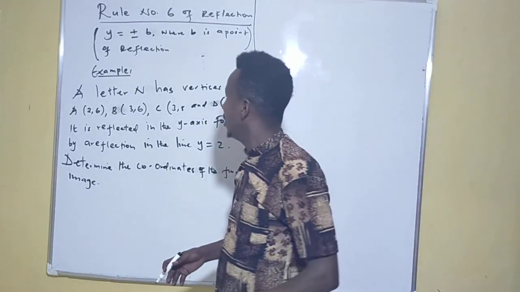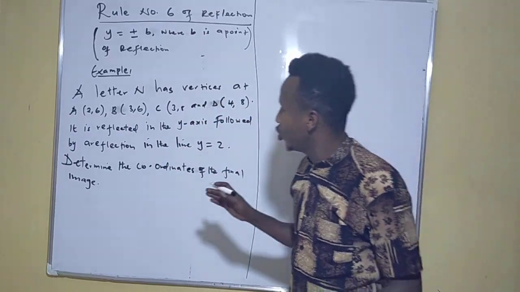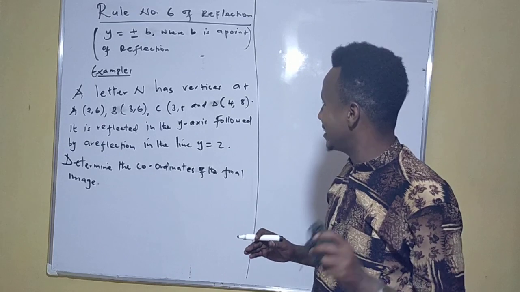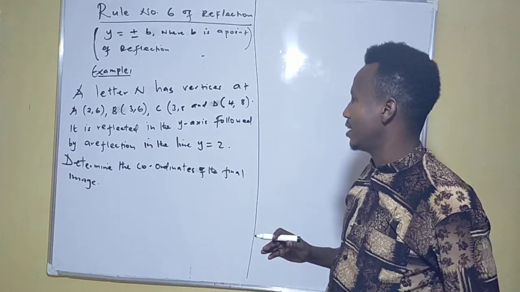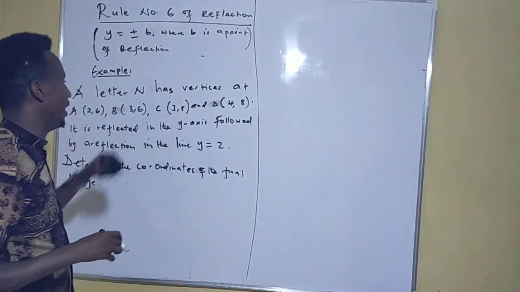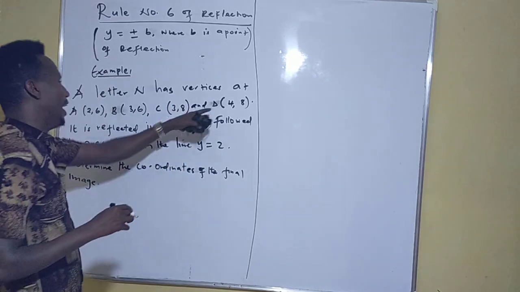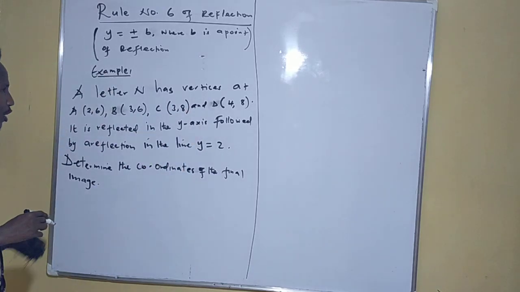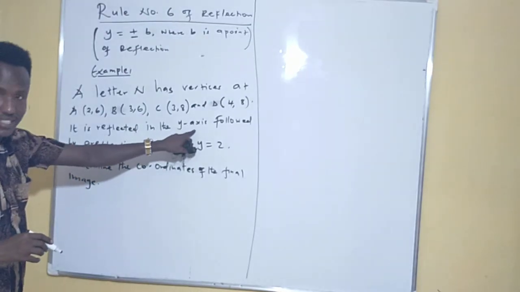Just understand that. To start with, we have an example here on the board. We are told a letter N has vertices at A(2, 6), B(3, 6), then we have C(3, 8), remember, and D(4, 8). You are told it is reflected in the y-axis.